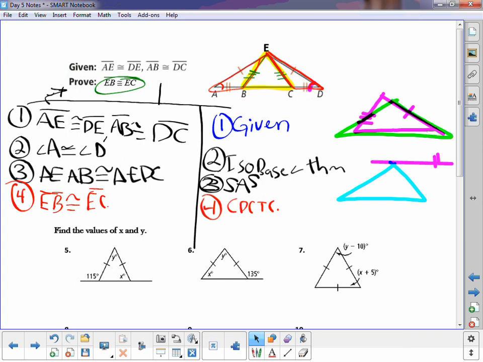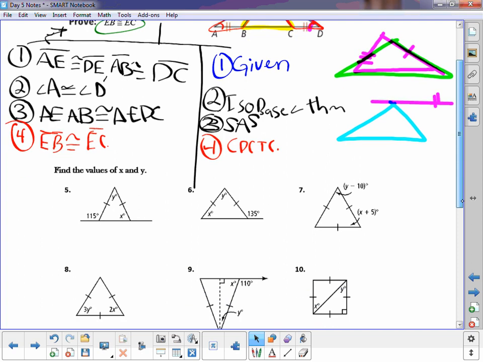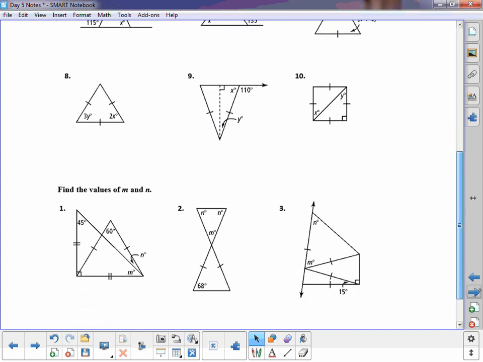So the next chunk is just doing some practice with our isosceles triangles. Notice we have some overlapping triangles that can mess with us, as well as some equilaterals kind of mixed in there. So I'm going to have you partner up and work on these problems, and then we'll come back together and go over ones that we struggle with. So listen closely for your partner, and then I'll give you some time to work on that.